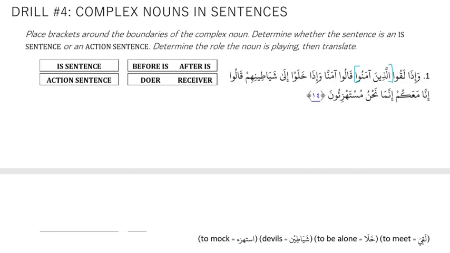إذا لقوا. Okay, إذا is conditional. And then لقوا is past active, they. Past active, they, so we know it's they. The doer is embedded, so الذين آمنوا is receiver. Must be receiver because we're in an action sentence and we already found our doer. So the only thing left for it is receiver.